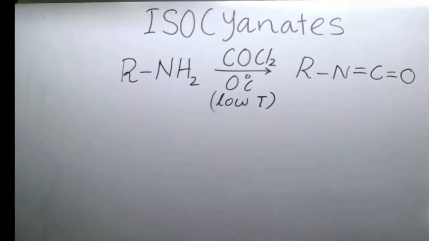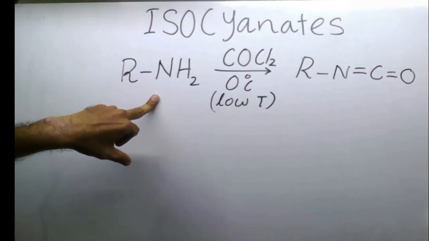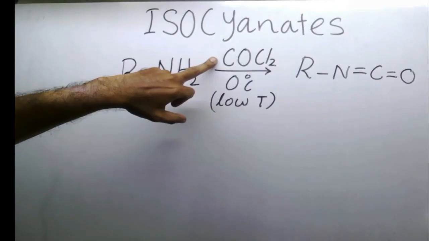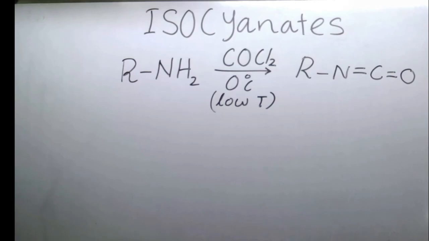Now we can move into the synthesis of isocyanate. We need a primary amine, and this can be reacted with phosgene. You can see COCl2 at very low temperature, because this is a very vigorous reaction. Here the amine acts as a very strong nucleophile, and phosgene reacts as the electrophile. Using this reaction we can easily get the isocyanate.